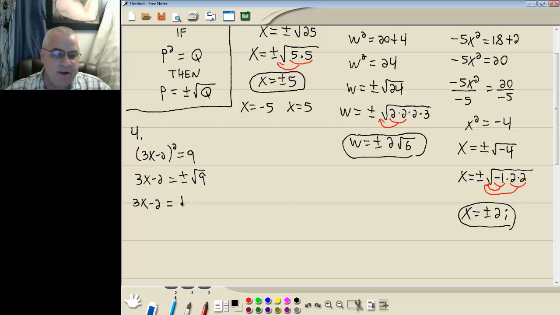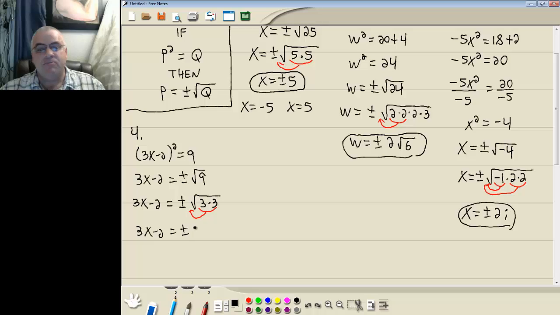So in this case, we got 9, which is 3 times 3. And remember the square root, we're looking for a pair of somethings. So here we got a pair of 3's. They're going to come out in front as a single 3. So we got 3x minus 2 is equal to plus or minus 3. Now I took everything out of the radical, so the radical just disappears.